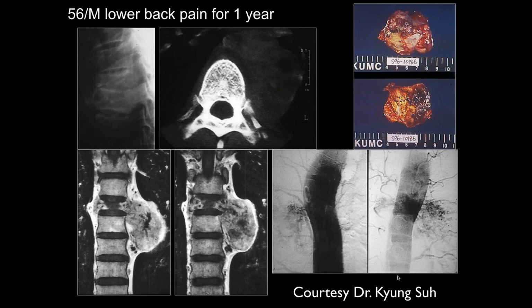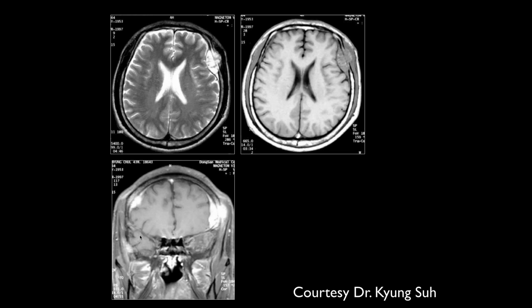So 56-year-old male with low back pain for a year. We've got radiograph, CT, and MR, also angiography and gross sample. It's causing compression of the vertebral body, and we see that pretty well on the coronal MR images too. It definitely has vascularity on the angiogram. Good location for paraganglioma. What else can do this?